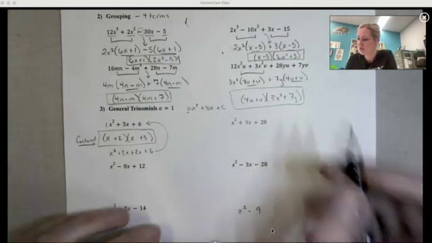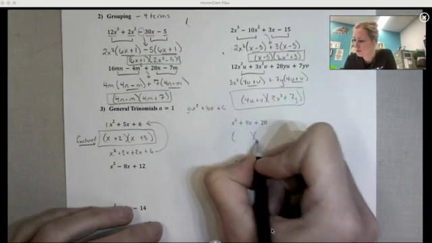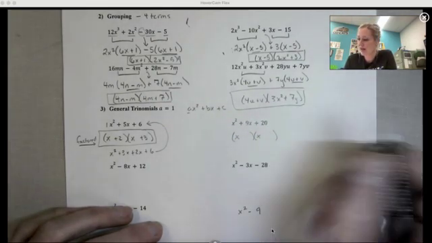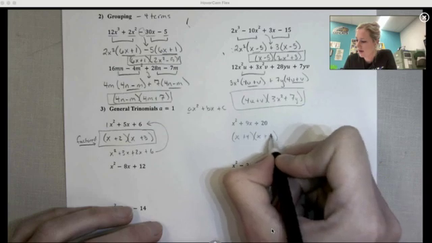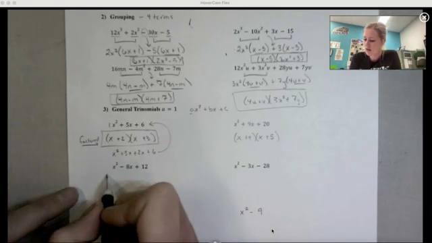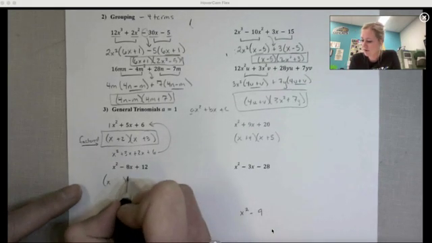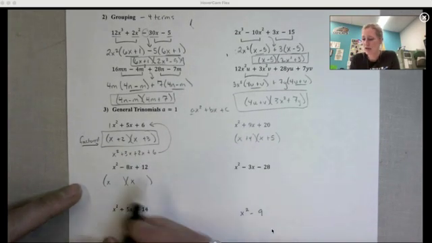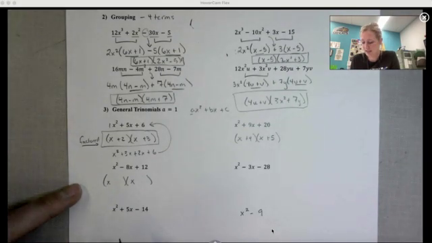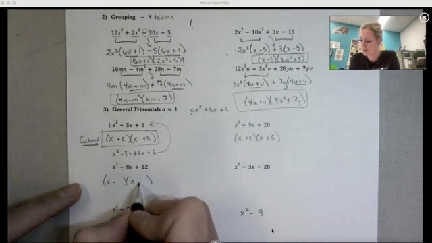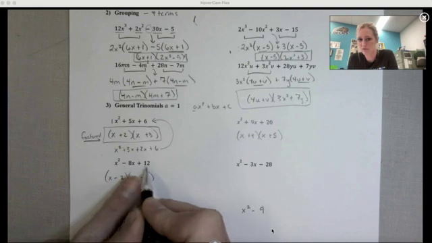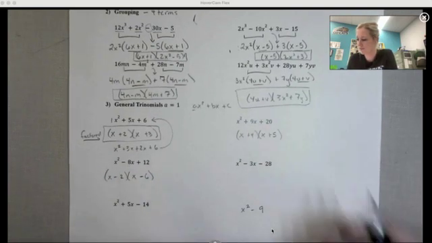Okay, let's try this one. This time again, I have a trinomial with 1 in front of x squared. I need numbers that multiply to be 20 and add to be 9. That would be 4 and 5. This time I've got a negative involved, so I need them to multiply to be positive 12 and add up to be negative 8. To multiply to be a positive and add to be a negative, I'm going to need 2 negatives. So negative 2 and negative 6. They multiply to be positive 12, but add up to be negative 8.